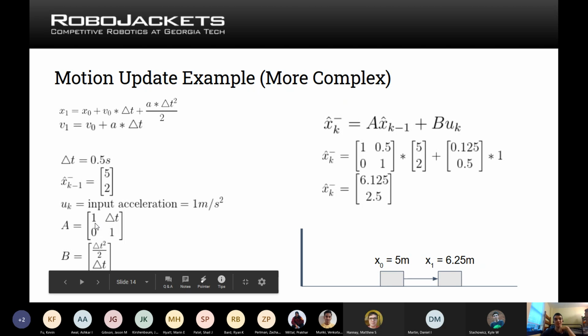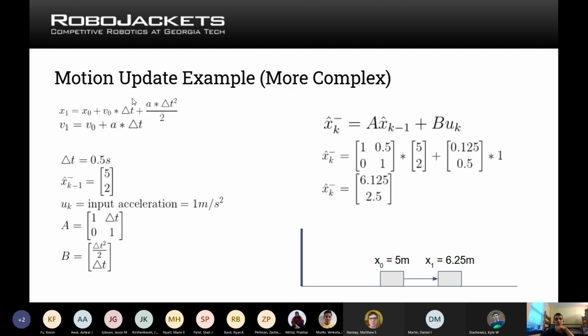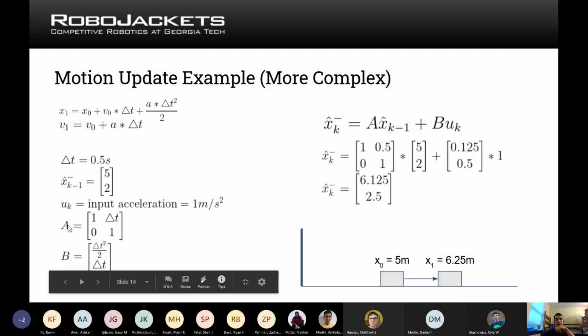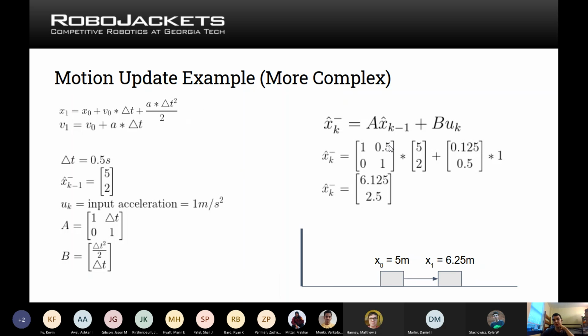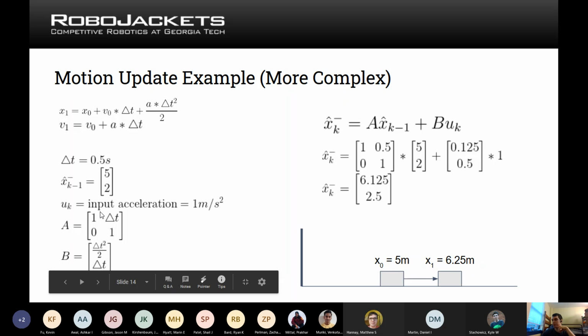So here we're basically converting these 2 equations into a matrix A and B. And if you apply this formula, you'll see that we're essentially doing the exact same thing we did here to get our new position and velocity. We're just doing it with matrix multiplication.